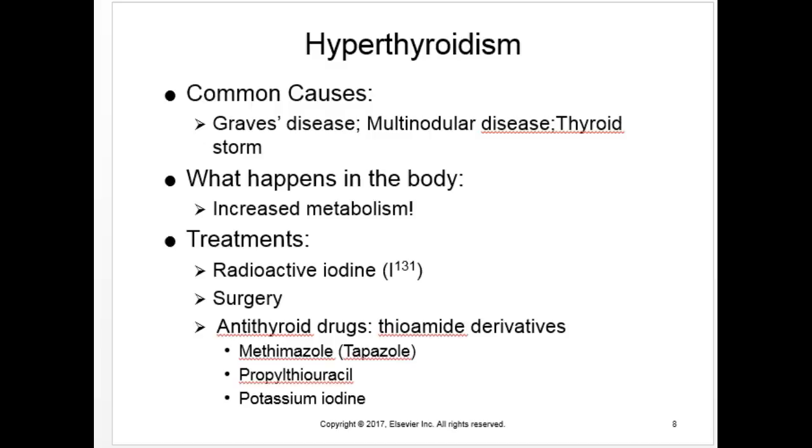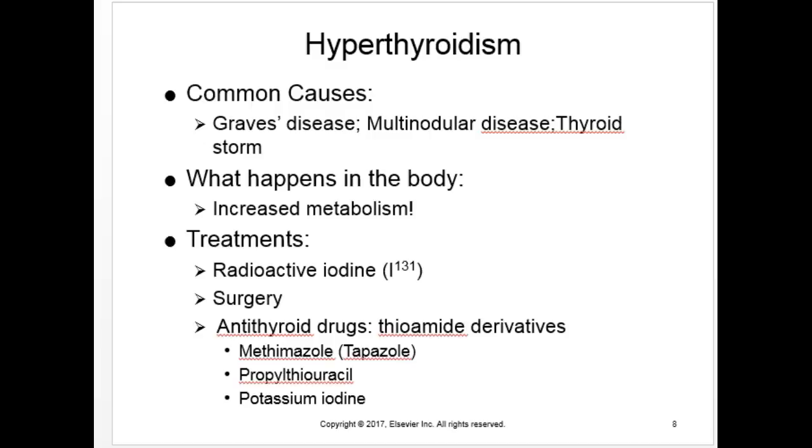Hyperthyroidism is exactly what it says: excessive thyroid hormones caused by several diseases that I've listed up there. I want to call out the thyroid storm. Thyroid storm is not a disease. It's induced by stress or infection. It's severe and potentially life-threatening, so it's just an overproduction of thyroid hormones.